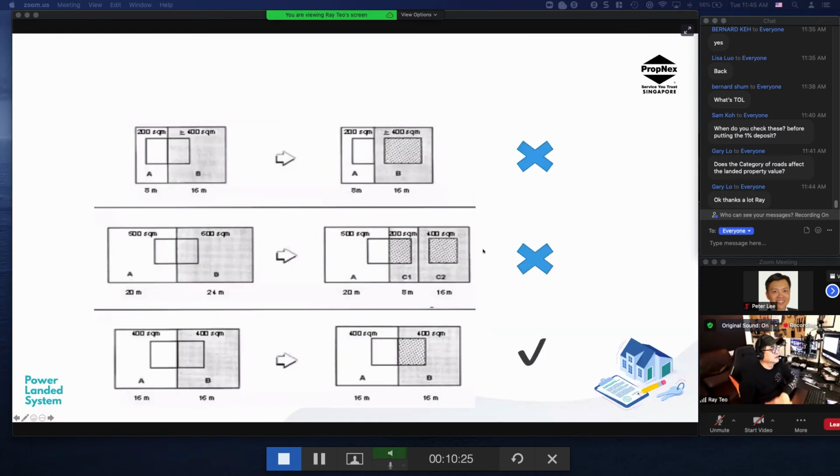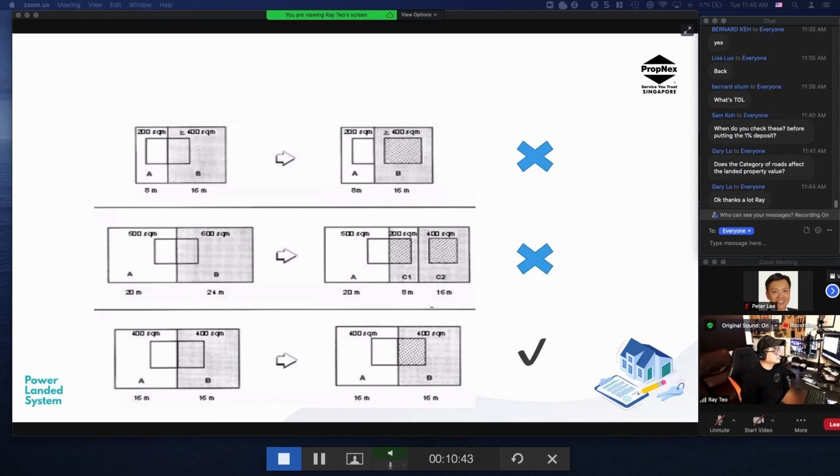So subdivision, some theory. I'm going to explain some logic behind this, so that you don't need to keep referring to this chart when you do subdivision.